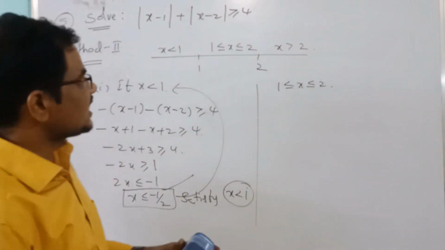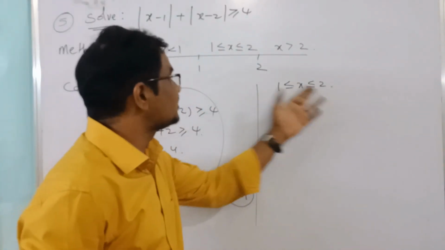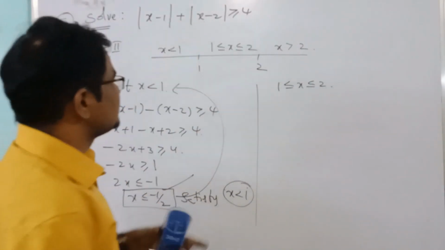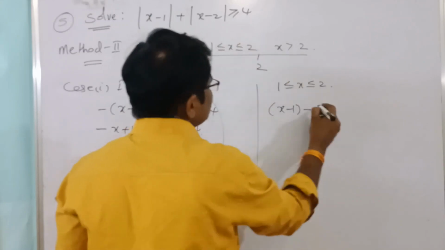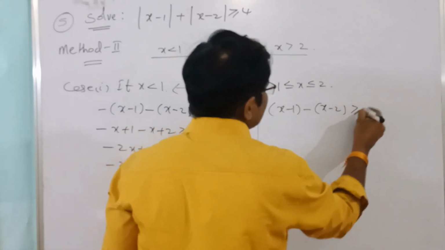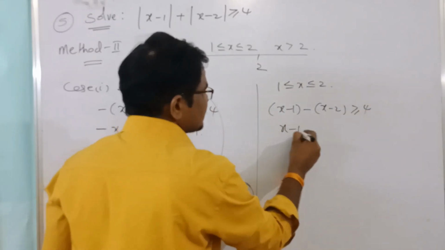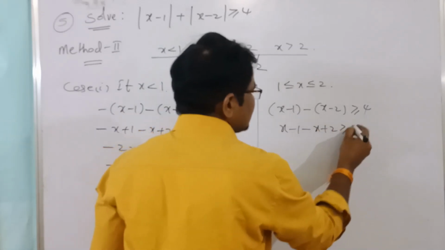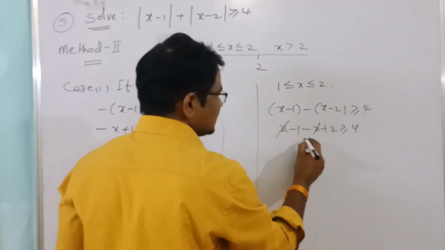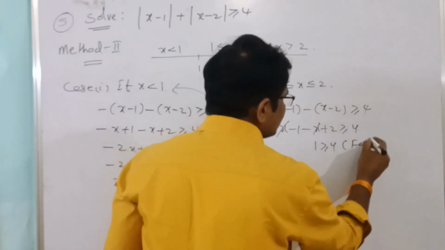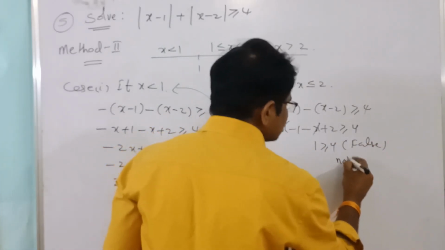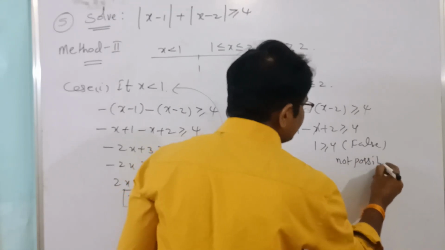Right? Now here also, substitute any one value, say 1.5. Here x minus 1 is negative and x minus 2 is negative. So the given equation becomes minus of x minus 1, minus of x minus 2, greater than or equal to 4. So x minus 1 minus x plus 2 greater than or equal to 4. These two get cancelled. Here 1 greater than or equal to 4. This is false, which means it is not possible.